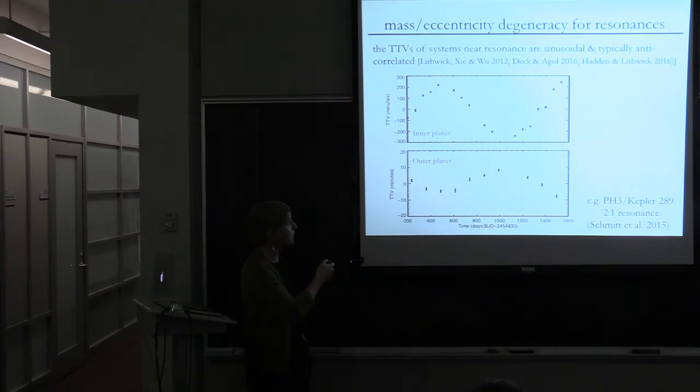So here, this is real data for the Planet Hunters 3 system. It's near the 2-to-1 resonance for the inner planet and for the outer planet. Again, these are the TTVs. These are now in minutes as a function of time, in days.